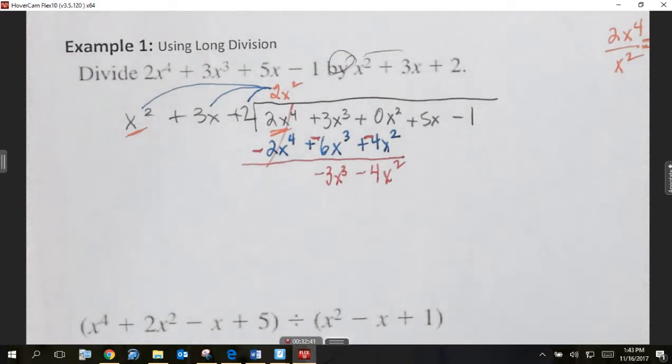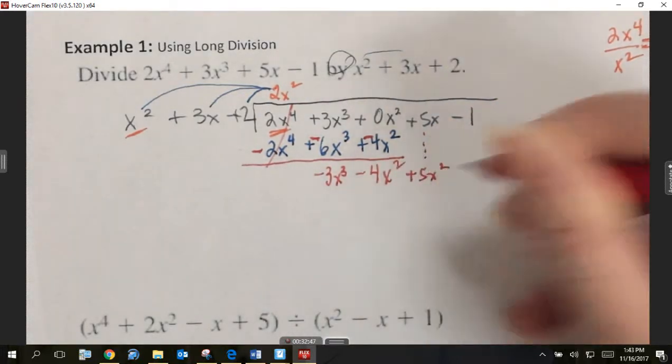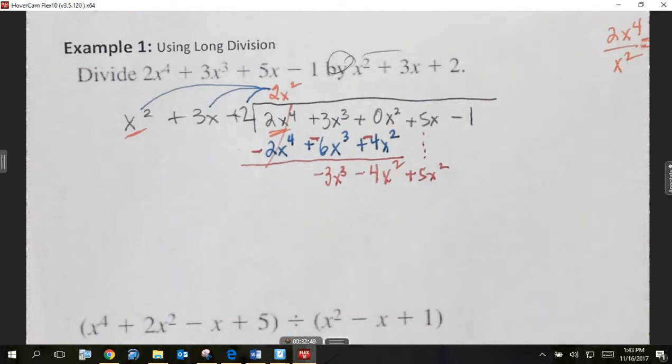All right, I subtracted. So what do I do next? Bring it on down, though. Bring it on down. So we have plus 5x squared. Do I bring down two things? No. Don't do it.